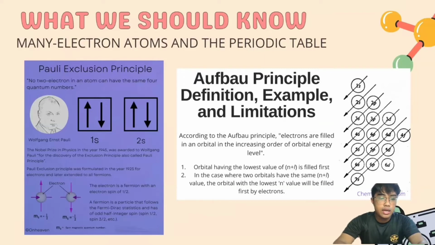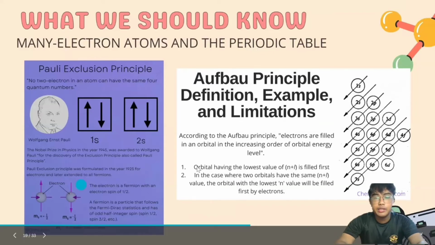Bermaksud dia mesti asing-asing. Dia takkan sama arah. Dalam satu quantum number ni dia takkan ada sama arah. Dia takkan dua-dua anak panah ke atas, dia takkan dua-dua anak panah ke bawah. Okay, this is what it means.